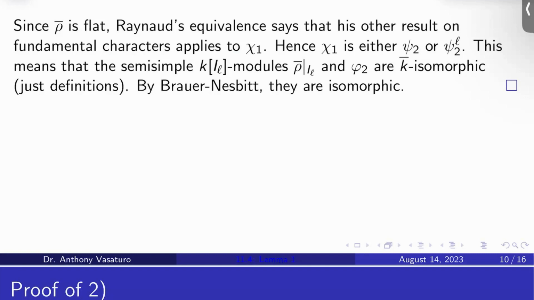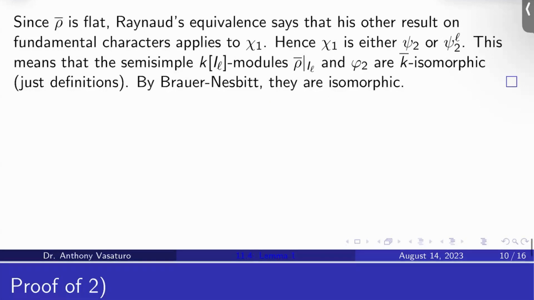Second fundamental character. This just means that the semi-simple K-bar[I_L] modules, rho bar restricted to I_L, and phi2 are K-bar isomorphic. This is really just definitions. But then by Brauer and Nesbitt, they're actually isomorphic. Okay, and that's what we wanted to prove.